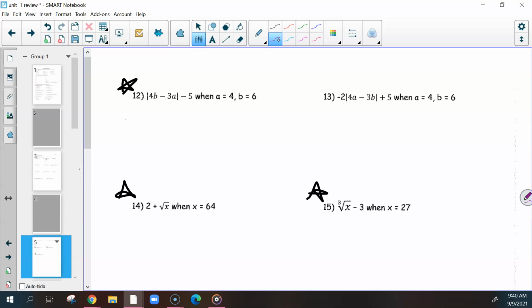Okay. For number 12, and again, we may have done this one already, but that's alright. Put 4 in for A, and 6 in for B. They switched the letters, so be mindful of that. That might happen.